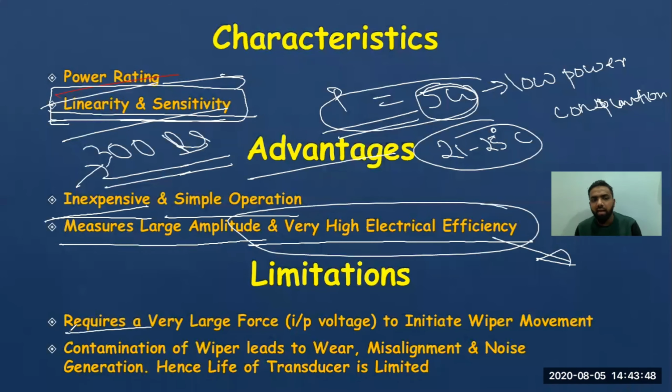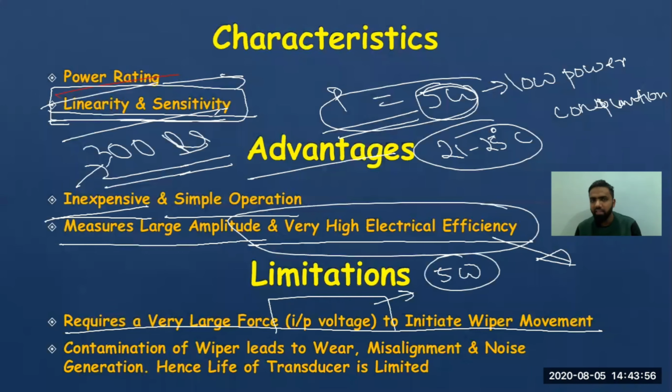It requires large input voltage to initiate the wiper movement. Input voltage is very high, power rating is low. Now I'll explain the relation between input voltage and power. See, P is equal to E square by R. Power is low, and input voltage is required to be very high, so your resistance should also be high.